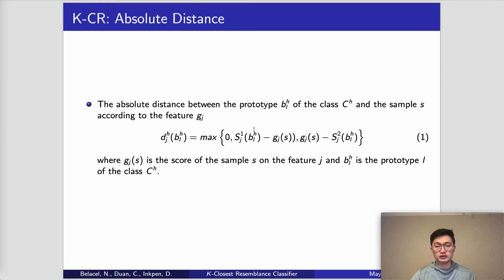And for this distance, we use this equation to calculate our absolute distance. First look at this second member here. It uses the value of the left boundary of the interval minus the value of the attribute of the sample S. For this third member here, we use the value of the g-th attribute of sample S minus the value of the right boundary of that same interval. Then we compare these two values and 0, and we use the maximum value of these three as the distance. This interval I mentioned, I will introduce later in this presentation.